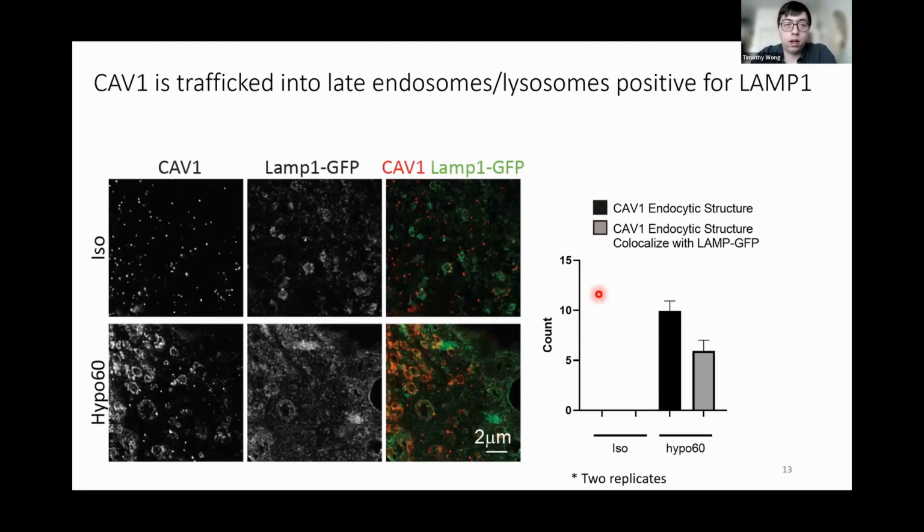So next, we tried to further understand what these structures are and what they're doing. When we tested a bunch of markers, we found that these spherical endocytic structures were co-localizing with LAMP1-GFP, suggesting that these structures are late endosomes or lysosomes. So here is CAV1 under isotonic conditions, as well as LAMP1 labeling lysosomes. And then upon hypotonic shock, we're seeing co-localization of some of the structures with LAMP1 and CAV1.